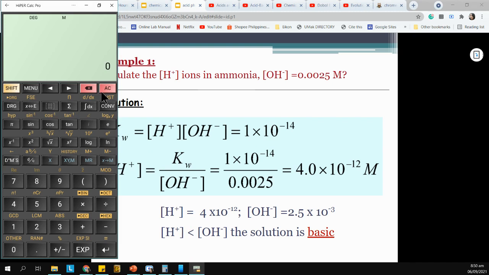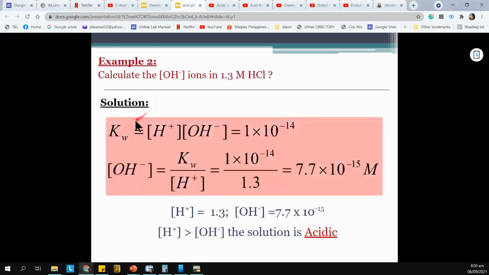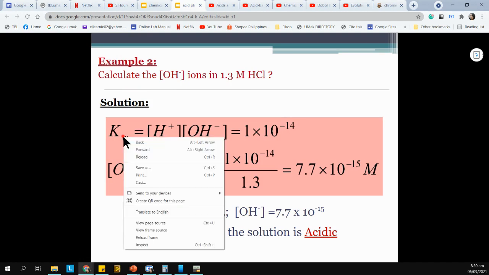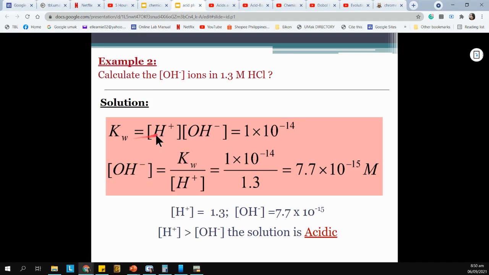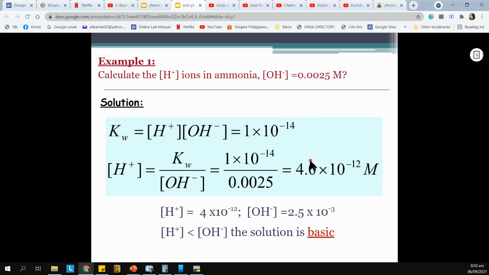So just write it. Remember, the idea is that the concentration of water is equal to the concentration of hydrogen times the concentration of hydroxide. So given that Kw is equal to 1 times 10 to the negative 14, and the value of hydroxide is 0.0025, you just divide the Kw by OH.